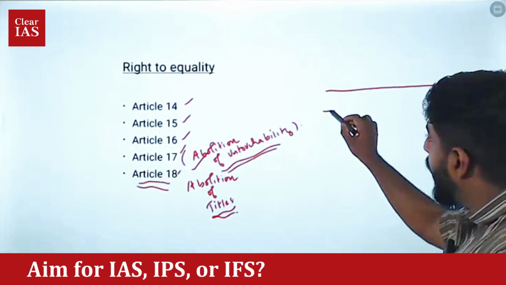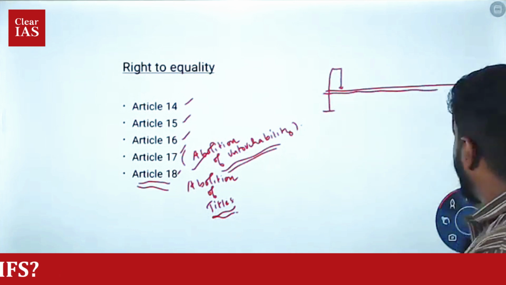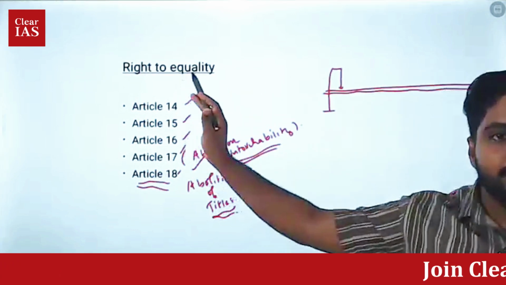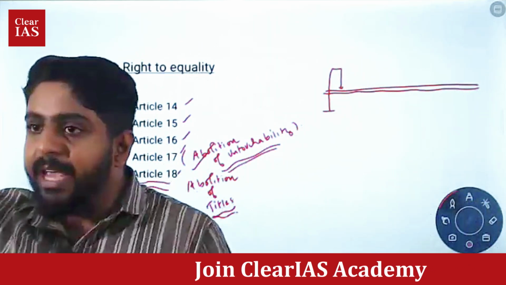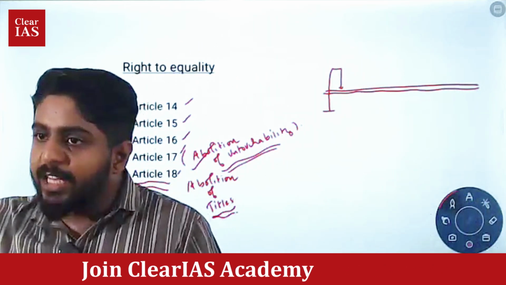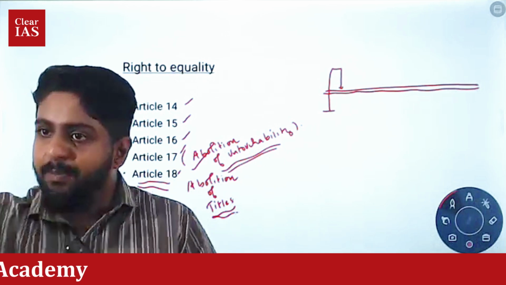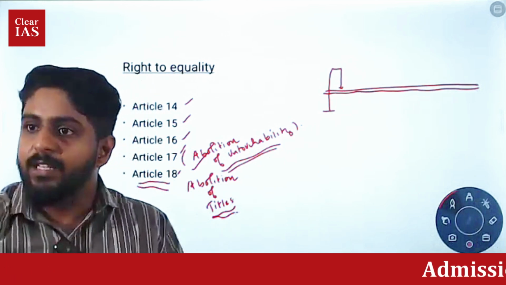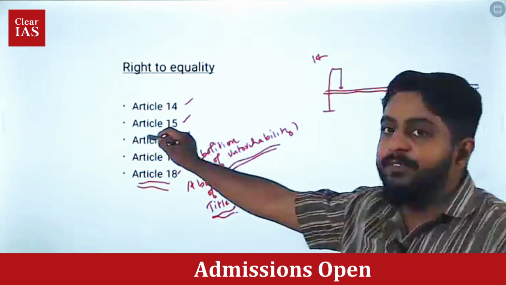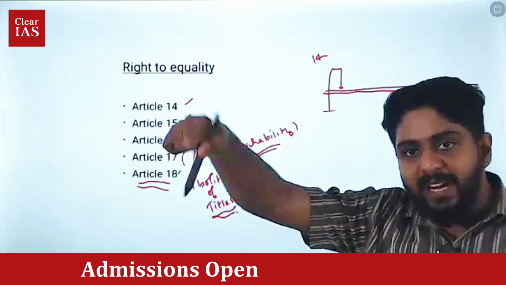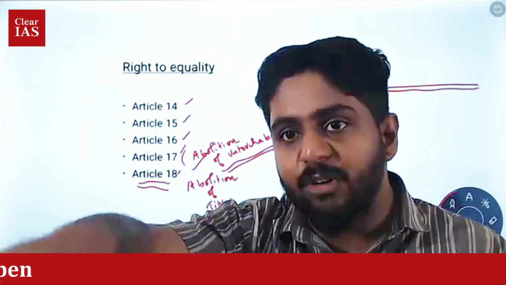So what does it do? It tries to uplift the individuals and put them on the same platform, isn't it? There shall not be discrimination means the underprivileged should not be discriminated against. So you should pick that person and provide him with a level playing field. This is what article number 14 says. What does article number 15 say? There shall not be discrimination on grounds of only religion, race, caste, sex or place of birth.